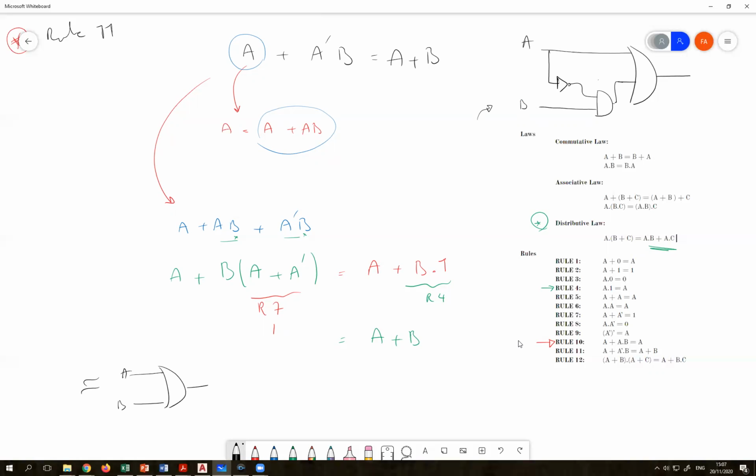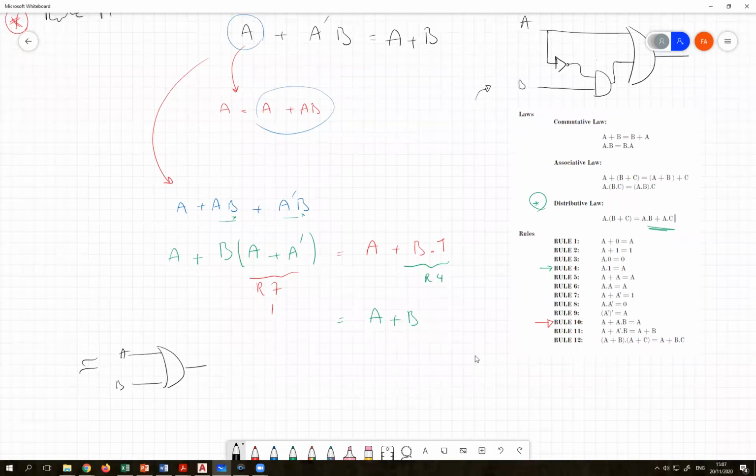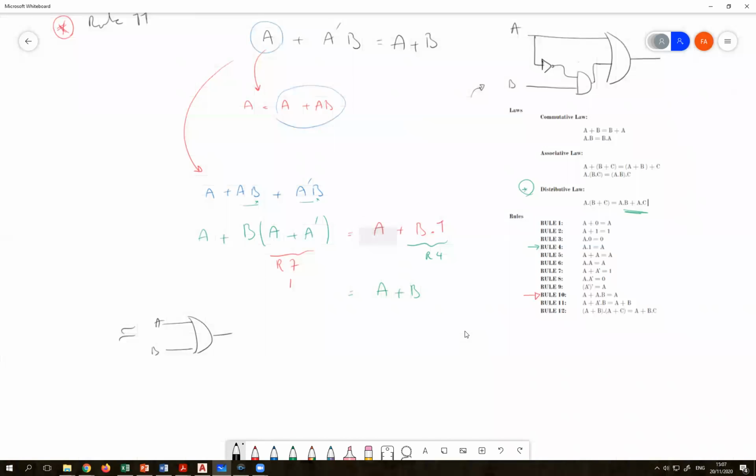There you go. But more important than this is the structure. This one, rule 11, says that A plus A not B is equal to A or B.